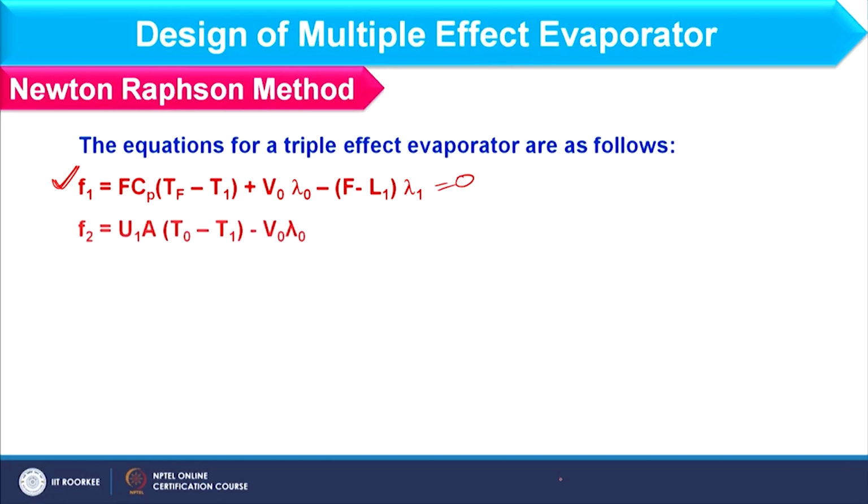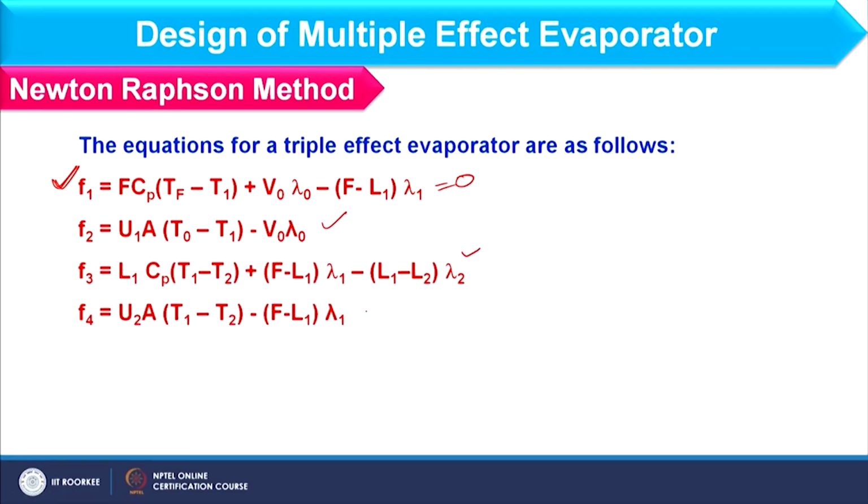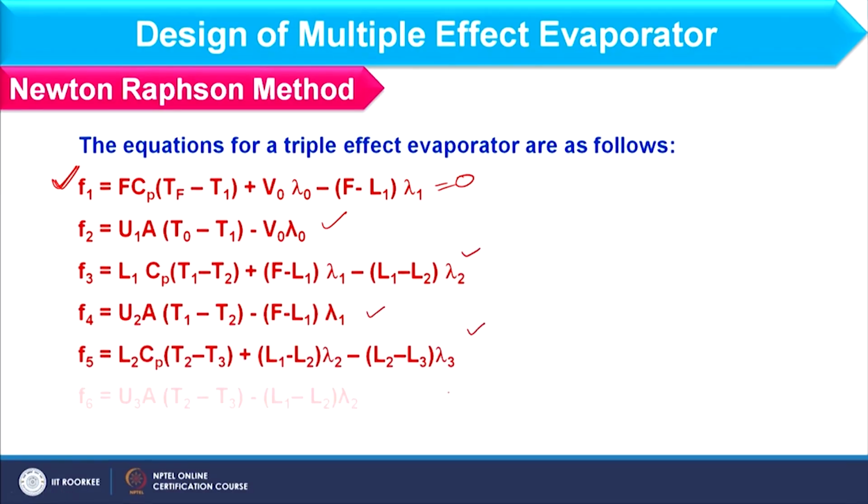Okay. And similarly, I am having F2 which is the rate equation, F3, then F4, then F5 and then F6. Okay. So, all these 6 equations we have given a function as F1 to F6, and in Newton-Raphson method we will solve these F functions.